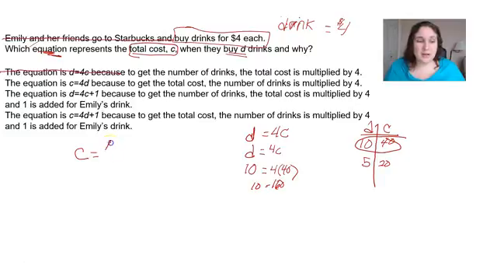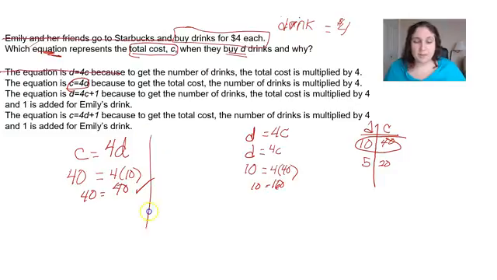Let's check this next one. This one says C equals 4D. So this is saying $40 equals 4 times 10. Well, 4 times 10 is 40. 40 equals 40, so it checks. So we do know that C equals 4D is the correct one, but let's just go through the rest to make sure we're correct. Okay, boom, it's called checking.